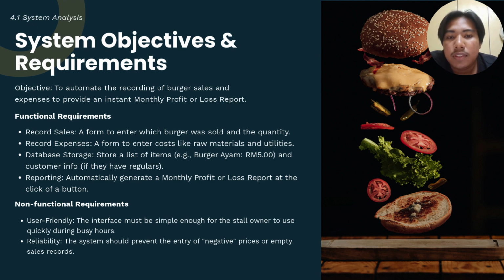The requirements for a system are divided into two, which are functional and non-functional requirements. For functional requirements, a system must be able to record sales, expenses, database storage, and generate reports. As for non-functional, a system must be user-friendly to use and understand, even for someone without a financial background. It also should be reliable in case of human error and empty sales records.